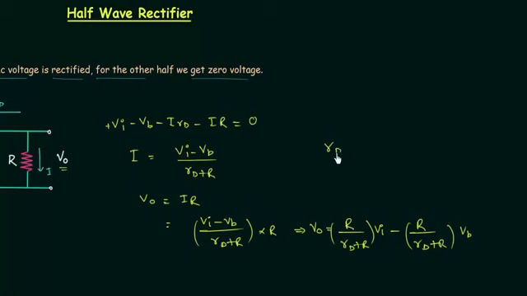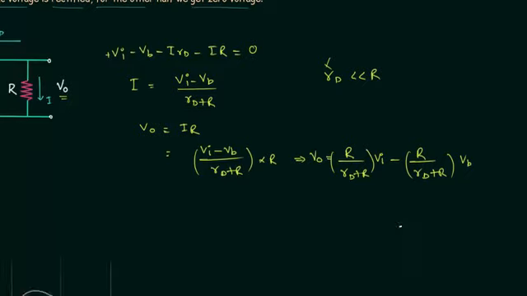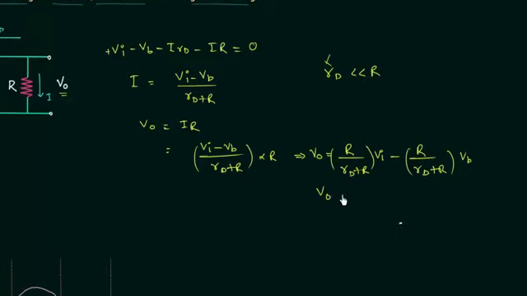Generally, the diode resistance Rd is smaller than the load resistance R, and we can neglect the diode resistance Rd, and once we neglect the diode resistance Rd, the output voltage Vo is equal to Vi minus Vb. This is what we have in case of positive half cycle. The output voltage is equal to input voltage minus barrier potential, and Vb is equal to 0.7 volts for silicon and 0.3 volts for germanium.